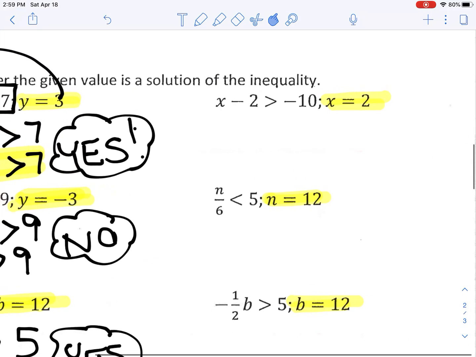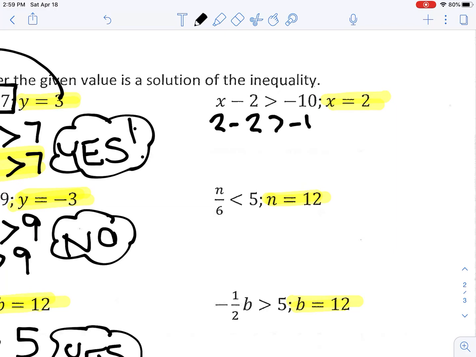Moving back over here. x minus 2 is greater than -10 when x equals 2. Substitute for x. x equals 2. Is 2 minus 2 greater than -10? 2 minus 2 is 0. Is 0 greater than -10? Yes. So again, on every problem, make sure you substitute for the variable. Show us the final math that's going to prove yes or no.